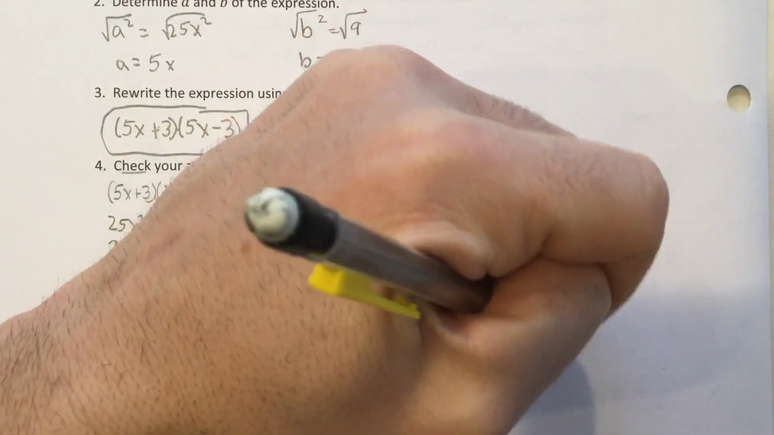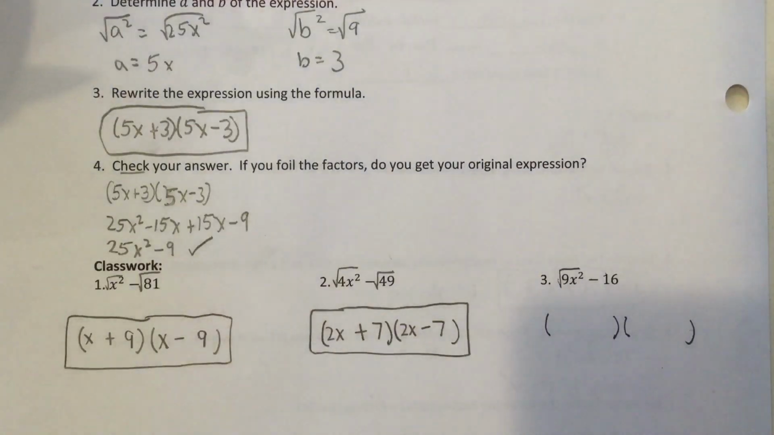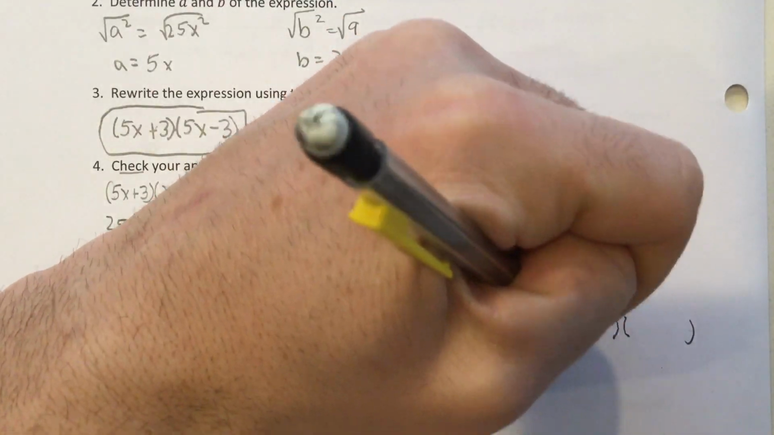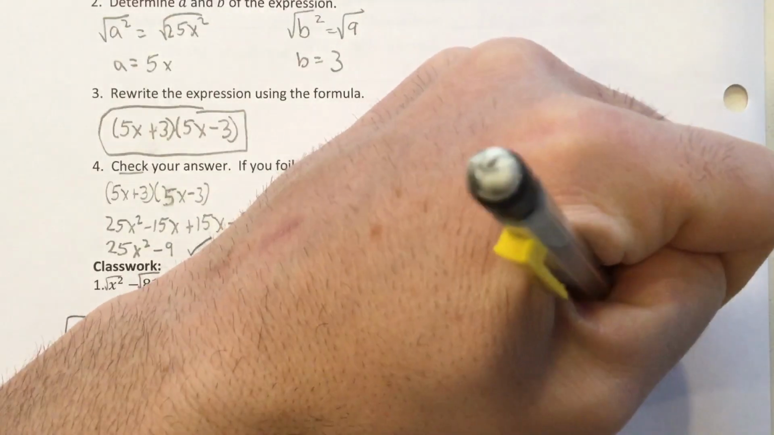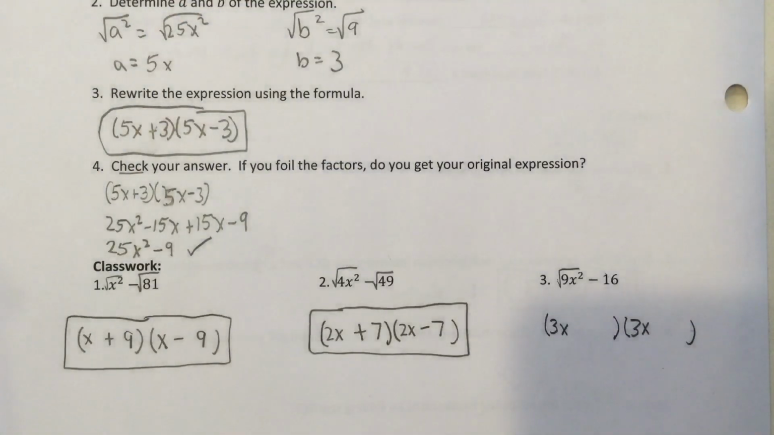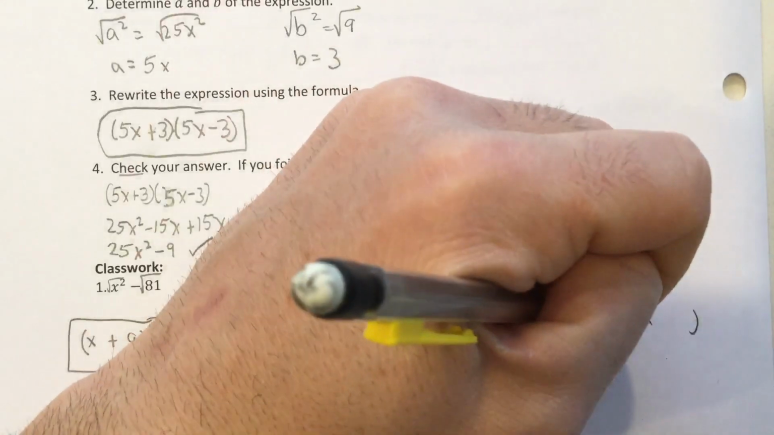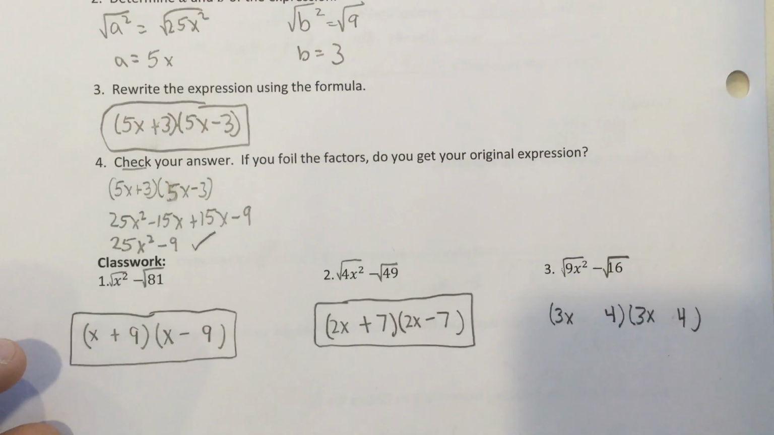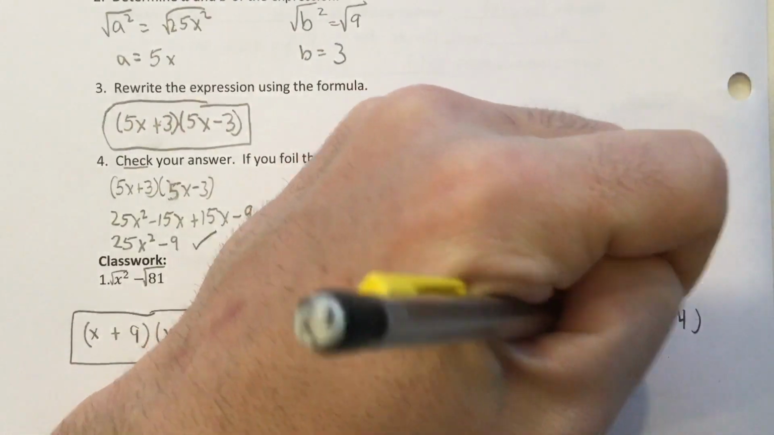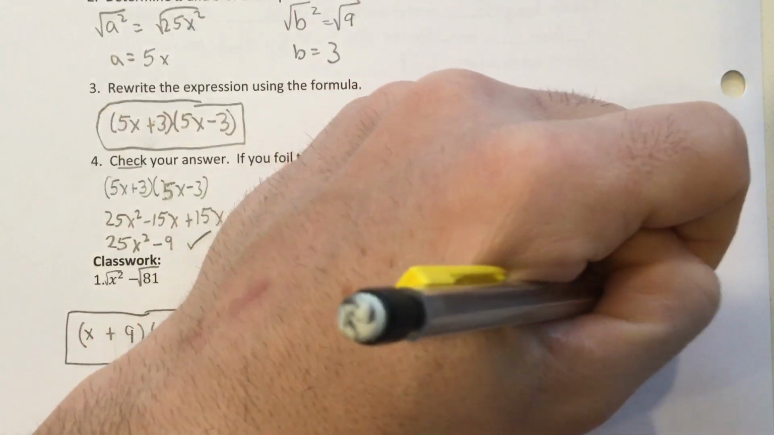So I'm going to take two sets of parentheses. Take the square root of 9x squared. Square root of 9 is 3. Square root of x squared is x. So 3x goes in the front of both sets of parentheses. I take the square root of 16, which is 4. That goes as the second term in each set of parentheses. And then you will always have opposite signs.